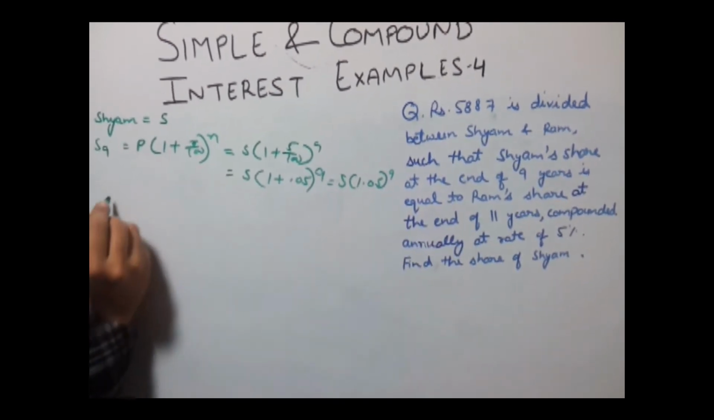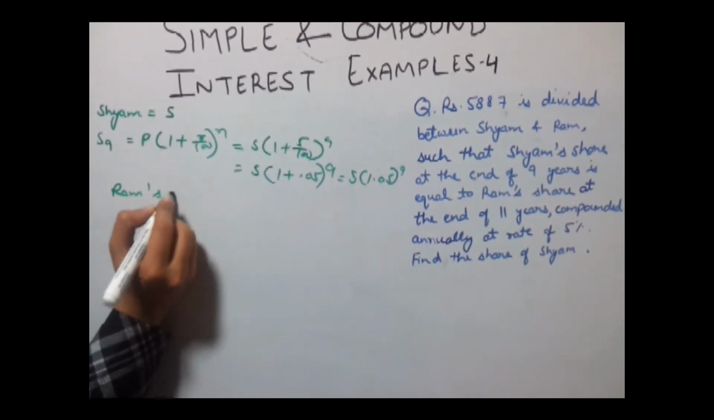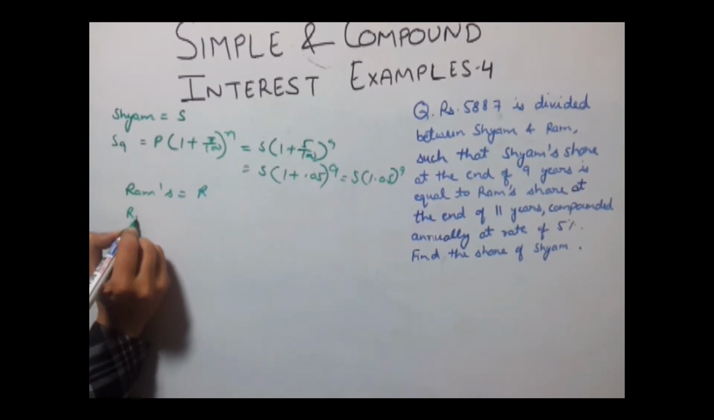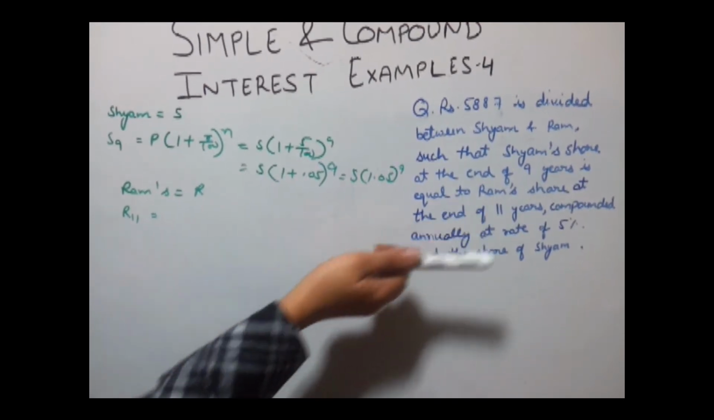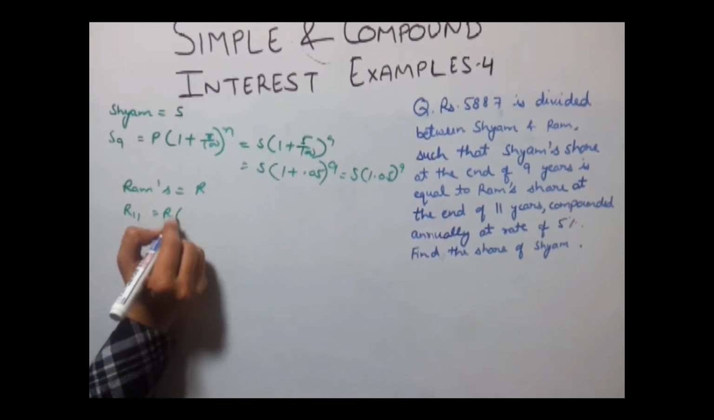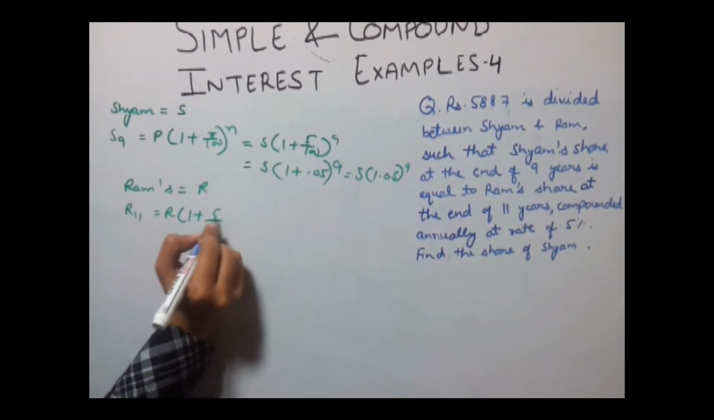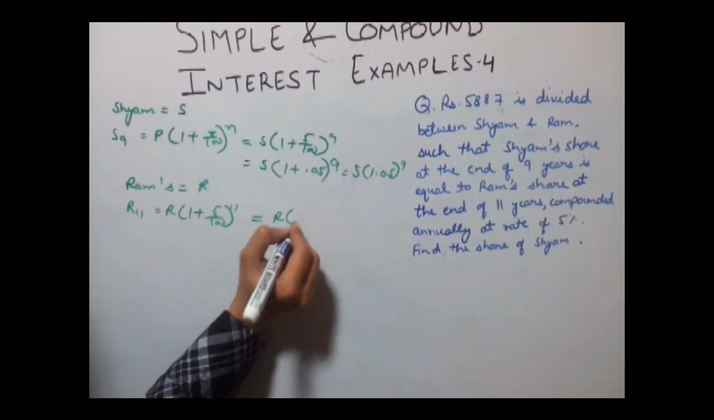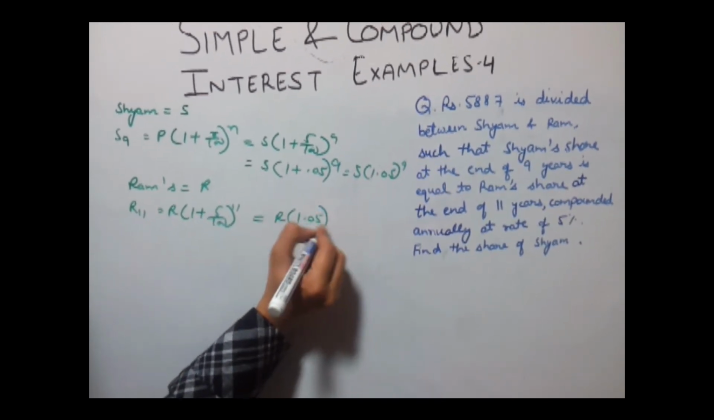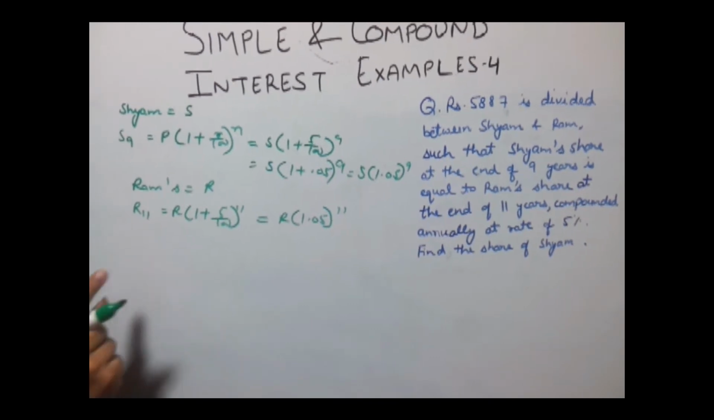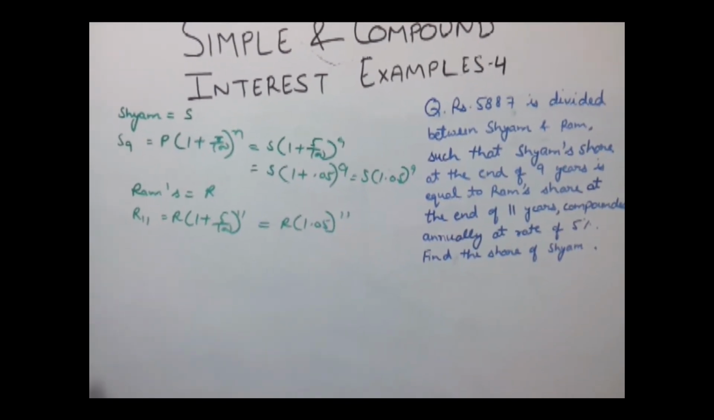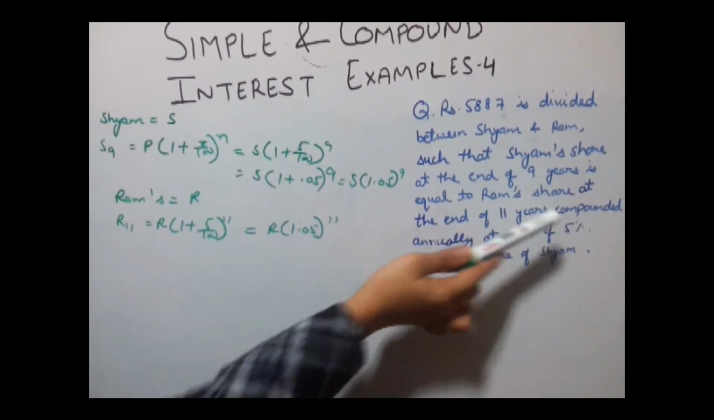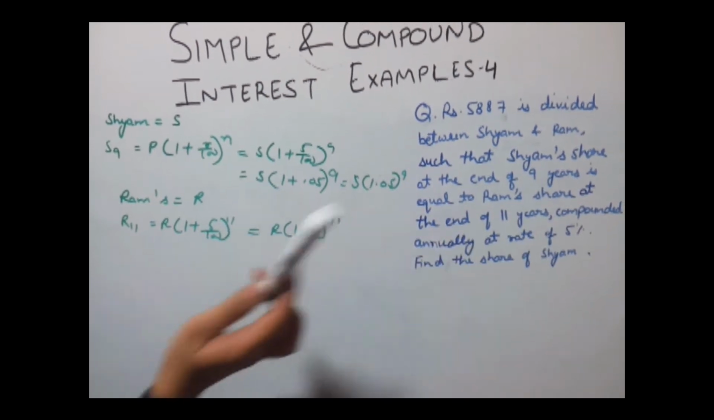Similarly, Ram's share, say, is R. Now, at the end of 11 years, R11, what will Ram get will be equal to R into 1 plus 5 upon 100 to the power N, which is 11. So we will get 1.05 to the power 11. We have calculated this because we need to understand what the question is saying. Here the question is saying that Shyam's share at the end of 9 years is equal to Ram's share at the end of 11 years.